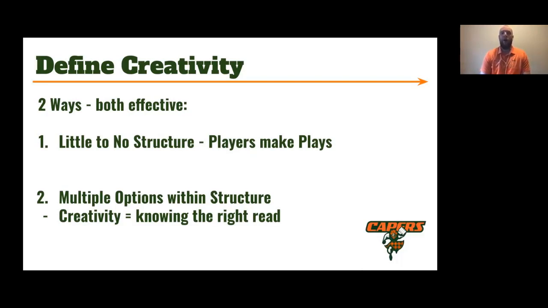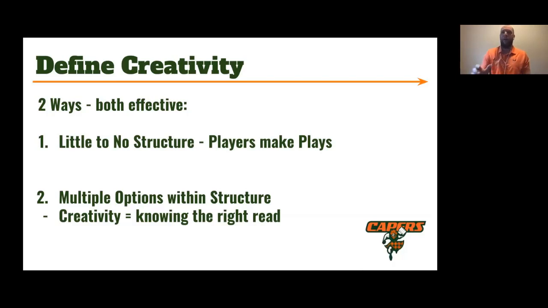If you think of the Houston Rockets, James Harden is constantly making plays, and it's not like they're running a whole bunch of structure, but he's able to get to certain points. A lot of times, coaches have good enough players to be able to do those things. The second way to define creativity is having multiple options within structure, and then creativity equals knowing what the right read is. If you're setting a very specific screen and there are 3, 4, 5, 6 options, like we're going to talk about in a little bit, creativity means I'm going to pick the right option within that action so that we can score and be effective. I'm hoping that makes sense to everybody.